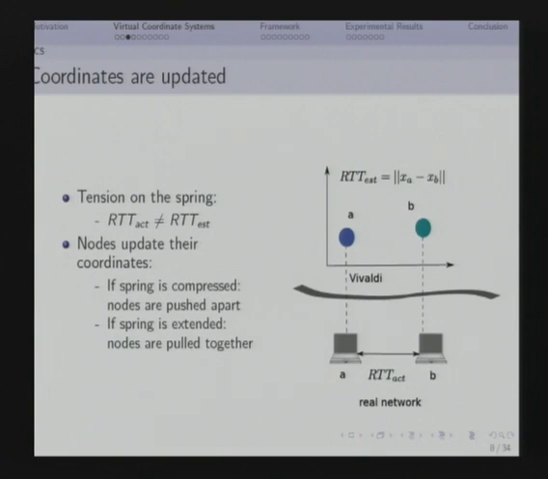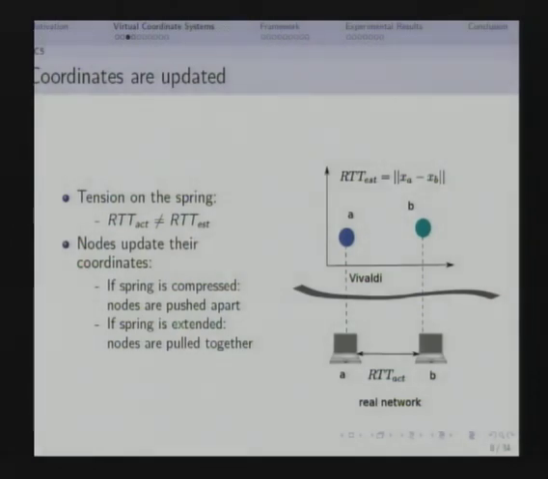However, if the real measured round-trip time is different from the estimated round-trip time, then we have a tension on the spring, and therefore a node needs to update its coordinate. So if a spring is compressed, which means that the actual round-trip time is larger than the estimated round-trip time, then the nodes have to update their coordinates in order to be pushed apart. If the spring is extended, this means that the actual round-trip time is less than the estimated round-trip time, then the nodes are pulled together.